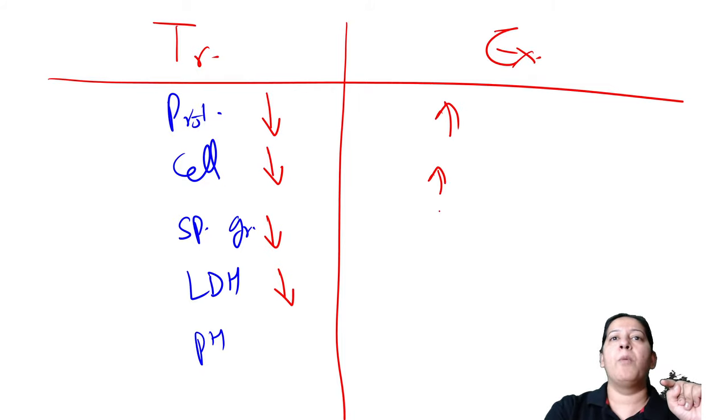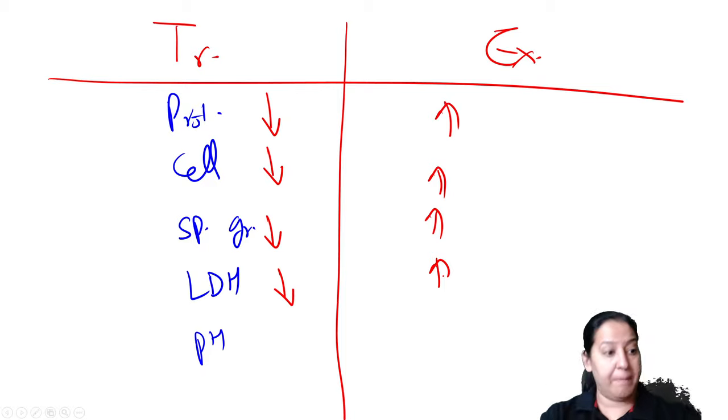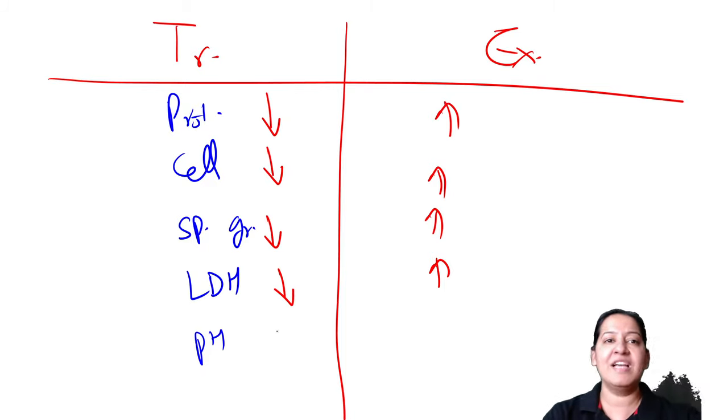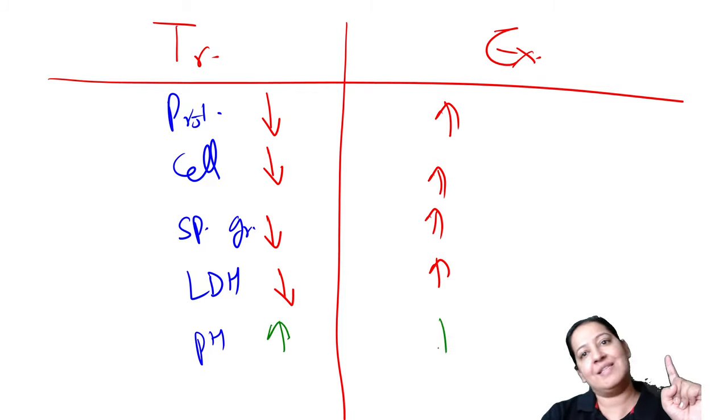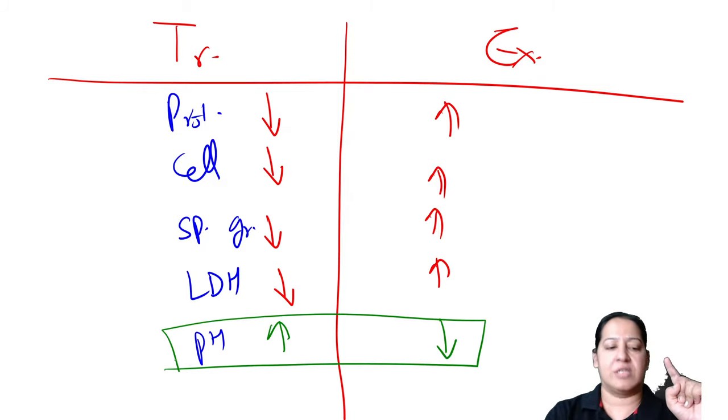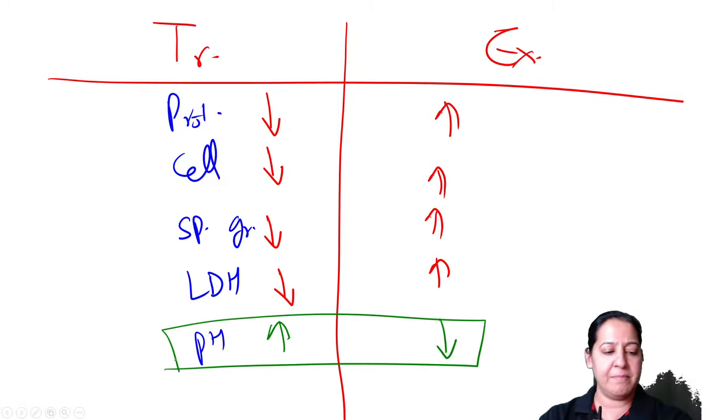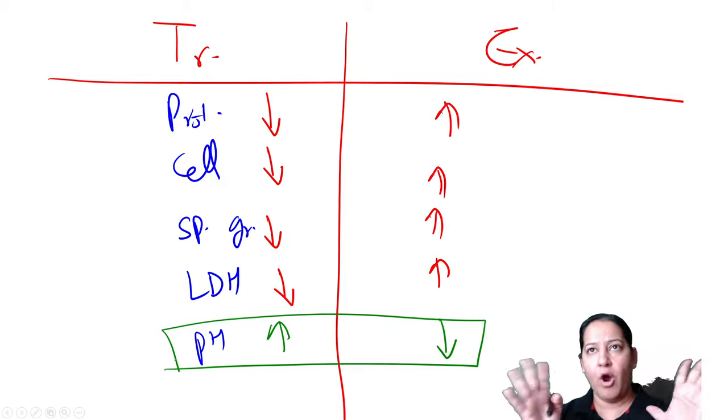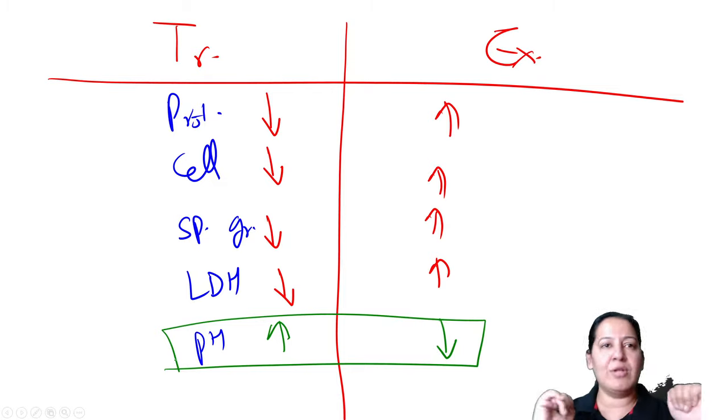All these values are more in exudate. But the pH is different. pH is more in transudate and less in exudate. So pH is only opposite as compared to others. Give me a thumbs up. Again, give me a thumbs up, everyone. Have you got it? These points. Now let me explain you the last point.